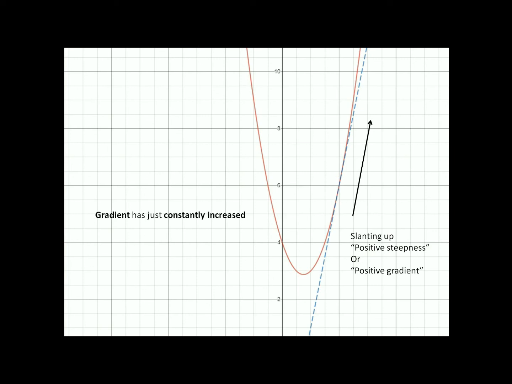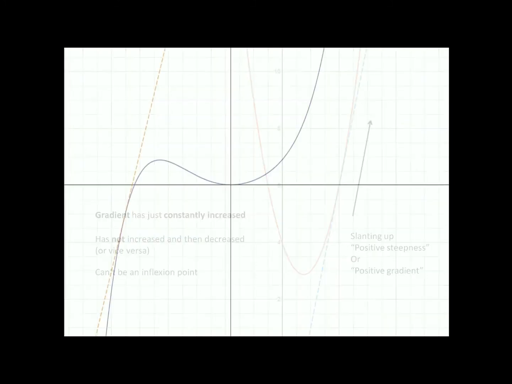But coming back to the relevant point about inflection points, we needed that condition that the gradient increased and then decreased, or the opposite. And as you can see, it hasn't done that. It's just constantly increasing, getting more positive steepness. Yeah, so that's why you can't have an inflection point.